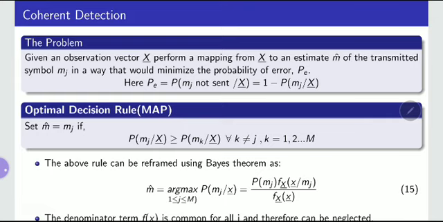So what does it mean physically? We have received x and we are calculating the probability that the message mj was sent. So if I am getting the probability of a particular message given x greater than the probability of all other messages given x, then it is straightforward to decide that the message actually sent was mj.